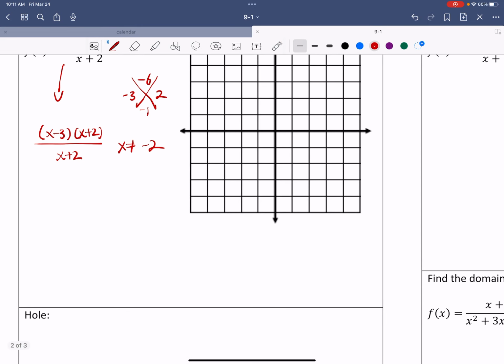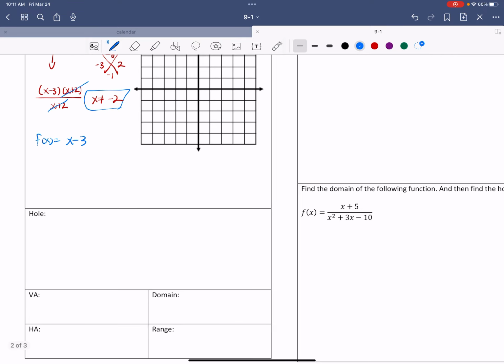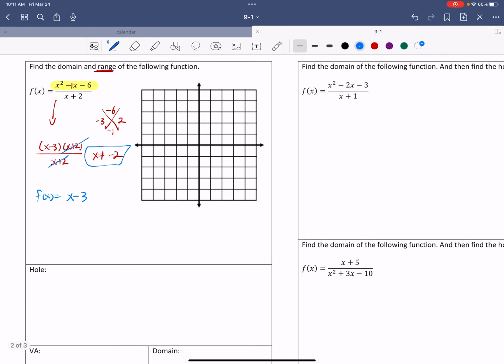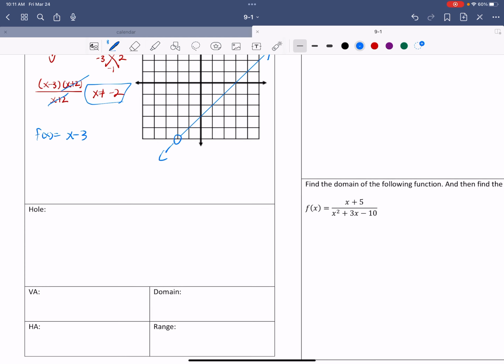But we got a problem here. These two will be canceled out because they are common factors. So what we have left over is f of x is equal to x minus 3. But wait a second, we crossed out x plus 2, which means it still does not change the fact that x cannot be equal to -2. And that's where this hole comes in. Because your graph, first of all, looks like this. That's the graph. And to get this graph, we have a hole here, right?